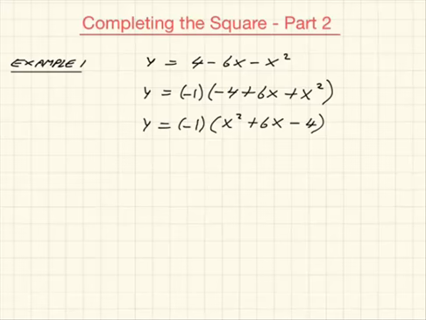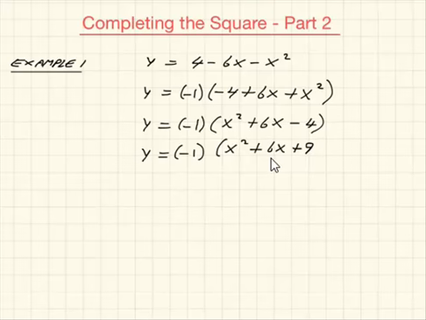Now that we've got rid of this minus problem, we can just work away as normal with the quadratic inside the bracket, and we can bring the minus 1 along with us for a while, and we'll decide what to do with that later. So it becomes x squared plus 6x. Now, completing the square involves getting half of that number in front of x. So half of that 6 is 3, and squaring it, 3 squared is 9. So it becomes plus 9.